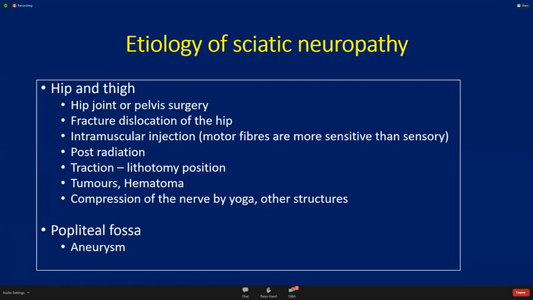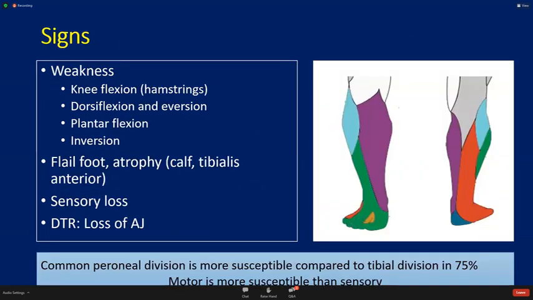So sciatic neuropathy most often occurs at the level of the hip. A very common cause is hip replacement surgery or pelvic surgery for cancers. Intramuscular injections can also cause a sciatic injury, and usually severe pain can occur because of that. The popliteal fossa is less commonly affected.